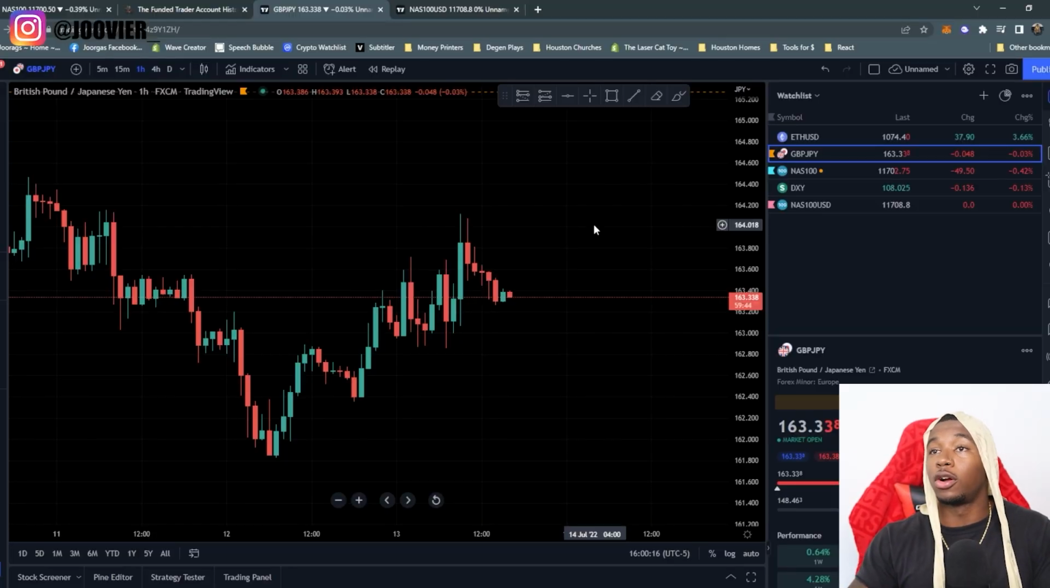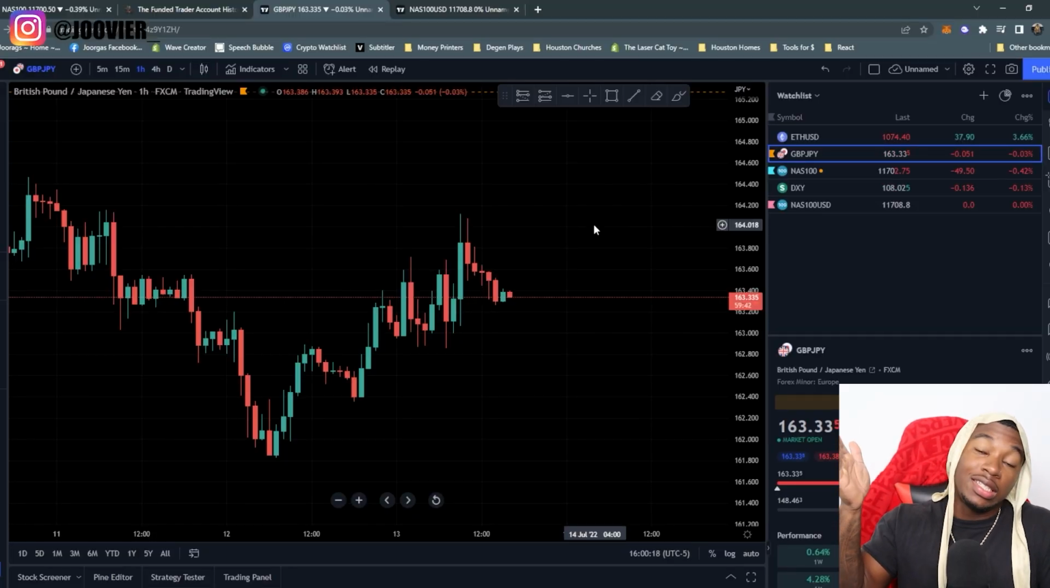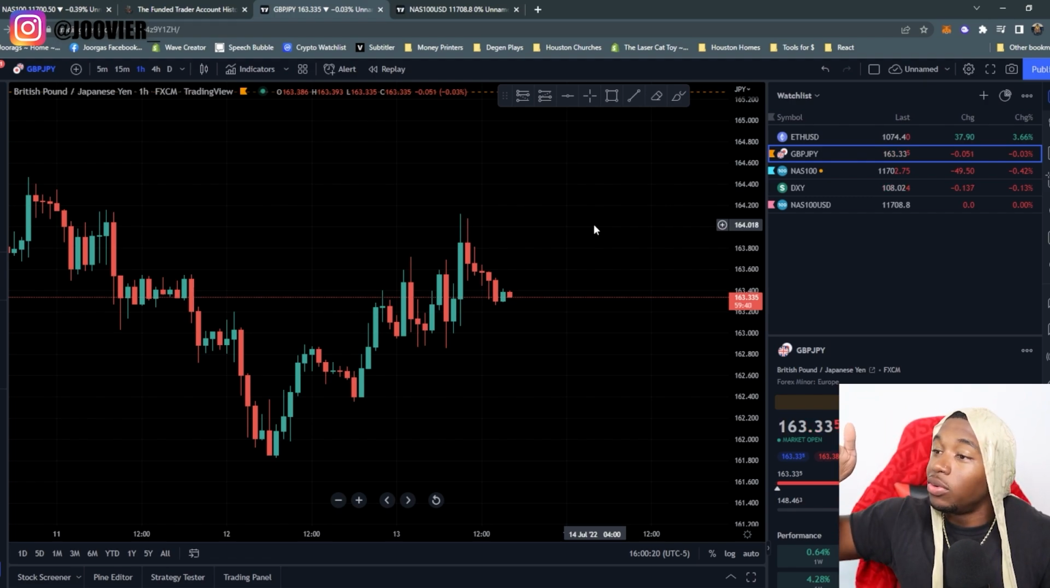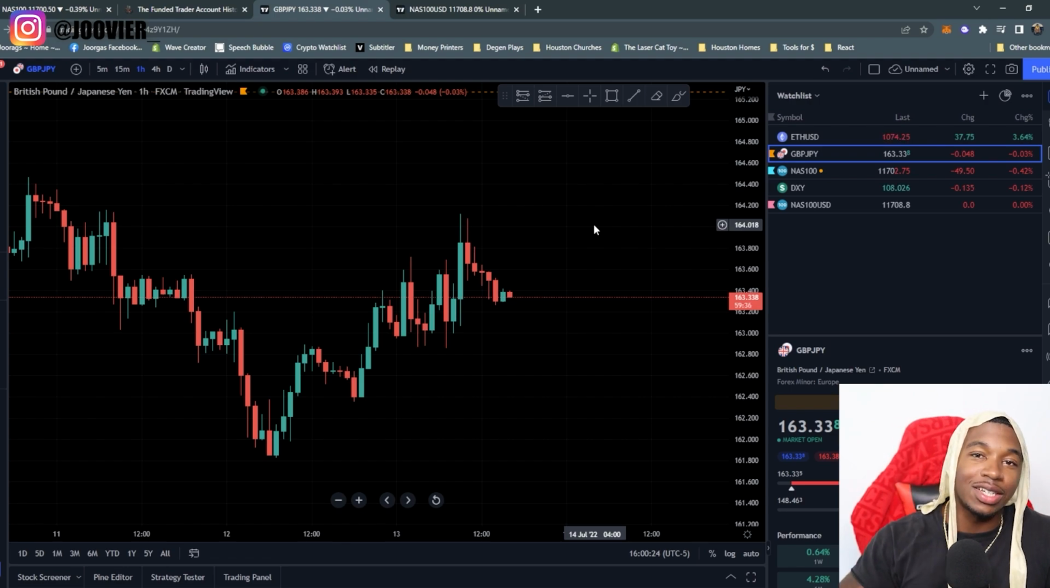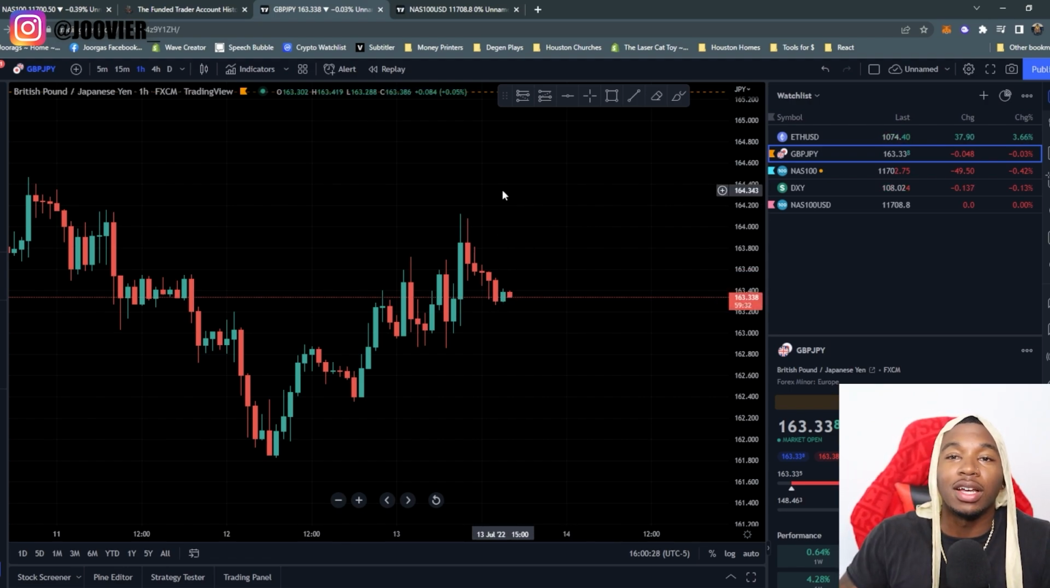All right, so here we are on my chart. This is how I trade. I trade completely naked. I don't got boxes. I don't got lines. I don't got indicators. I don't got nothing. All I'm looking at is, I see a green candle, that means up. Red candle, that means down.